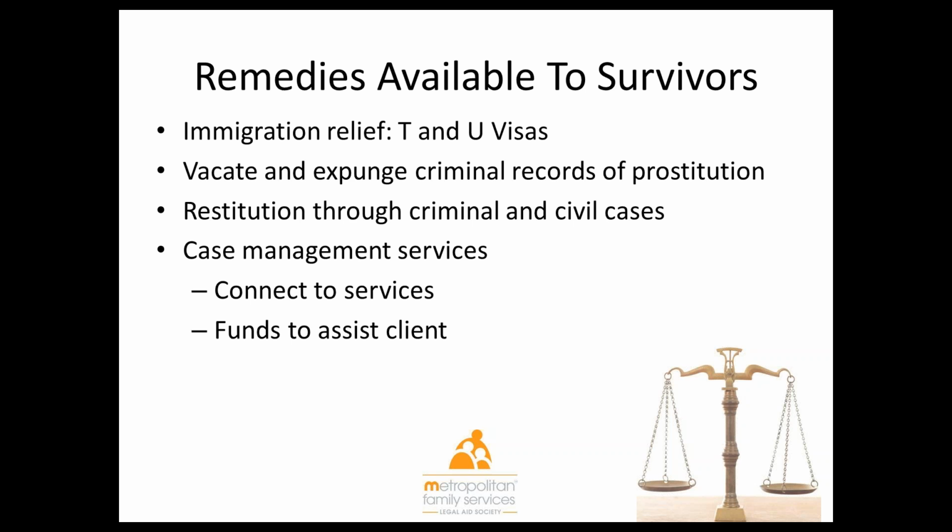And so lastly, knowing the remedies available to trafficking survivors is another way you can help as a service provider. Number 1, for non-US citizens, there is immigration relief through humanitarian visas, such as a T visa, which is specifically for trafficking victims, and the U visa, which is for victims of crime, including human trafficking. For both US and non-US citizens, a petition can be filed to vacate and expunge criminal records of prostitution due to sex trafficking.